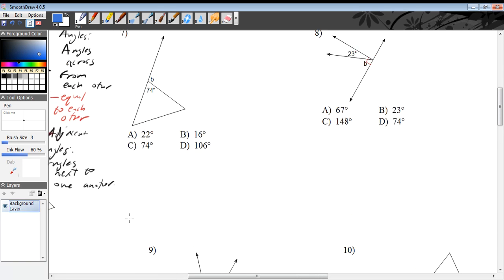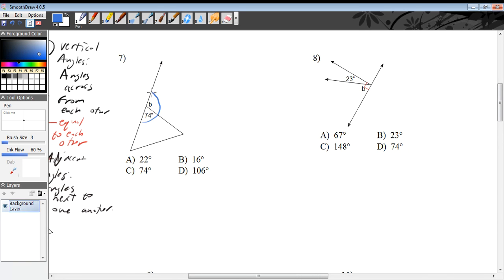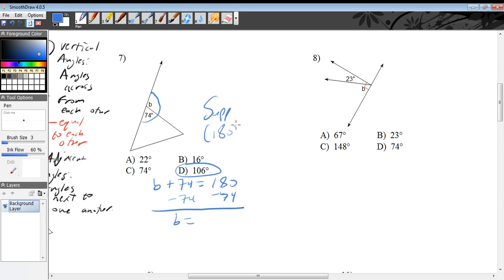Okay, moving right along. Number 7, these are also supplementary angles, so I'll have B plus 74 is equal to 180. Subtract 74 from both sides, and B will give me 106. These here are supplementary. They add to 180 degrees. Here, that little box tells me that they add to 90 degrees, and so this is complementary.